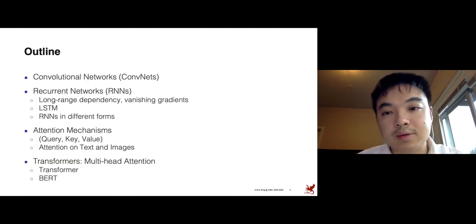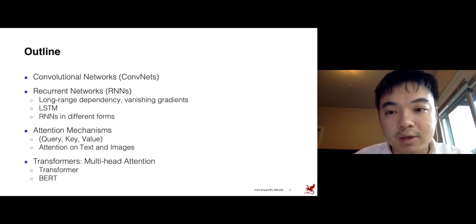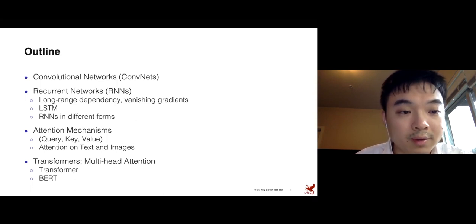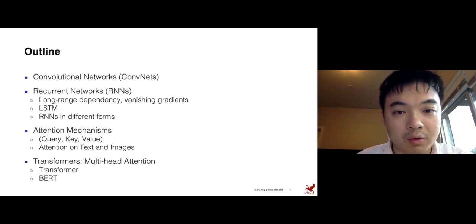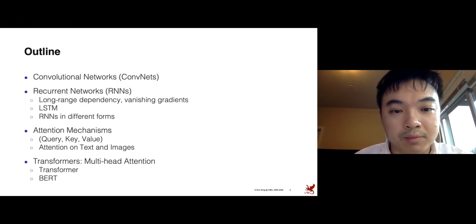Okay, so this is the general concept of this lecture. The outline of this lecture: we'll be talking about different specific building blocks in deep learning. This includes convolutional networks, recurrent networks, and then attention mechanisms. And the last part will talk about transformers, a special type of attention mechanism that achieves state-of-the-art performance in many tasks. During the lecture, please feel free to interrupt me if you have any questions, or you may type your questions in the chat box, and I will address them maybe after each part.